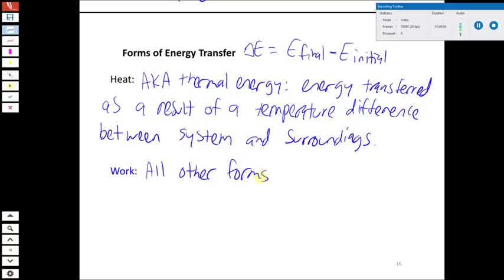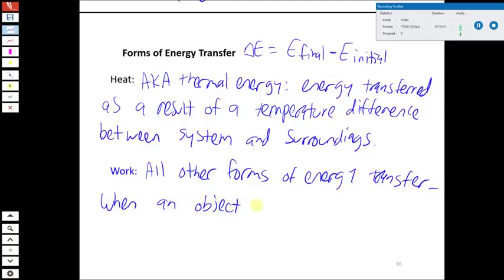We don't use this as much in chemistry. We don't usually think about the work that's being done in chemistry. This is more of a physics concept, although we'll see a little bit of it in here. So it's all other forms of energy transfer. And this is typically when an object is being moved by a force. So work is typically involving movement, where the system or the surroundings is applying a force on something else and causing it to move. That's what we typically think of as work.